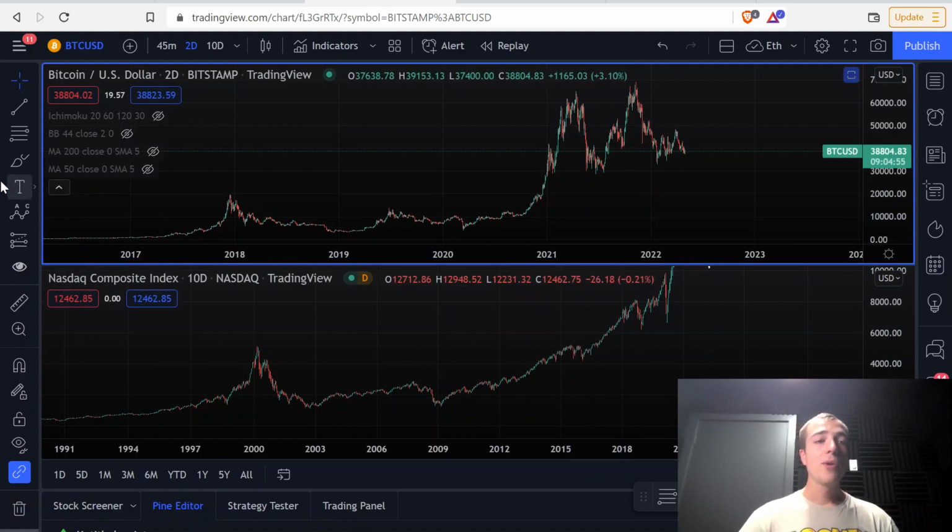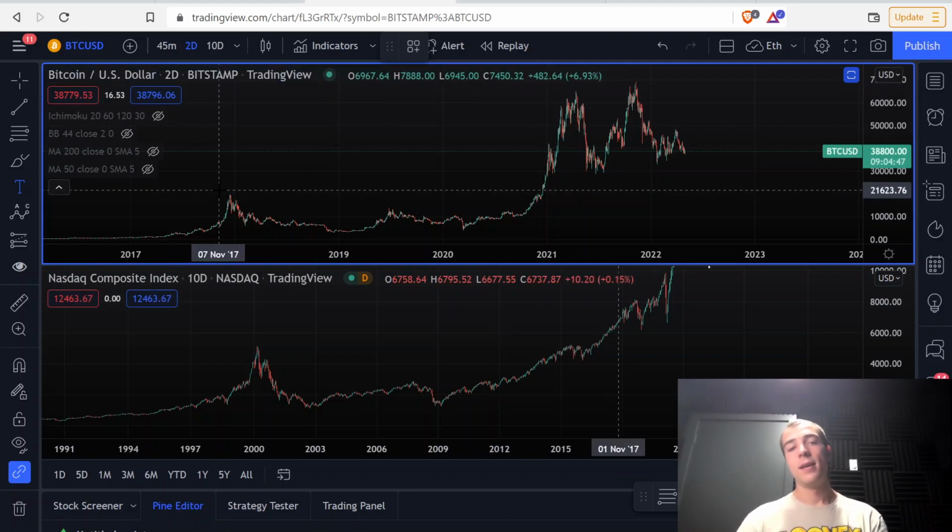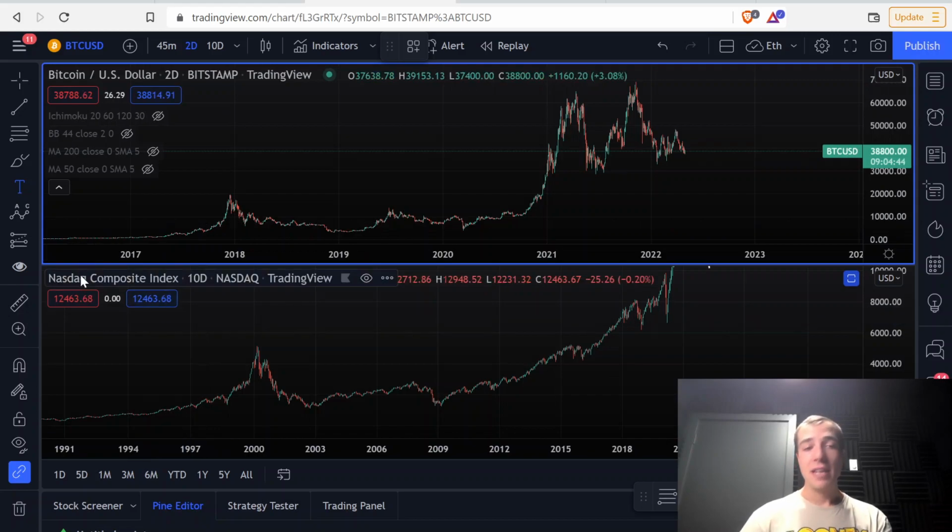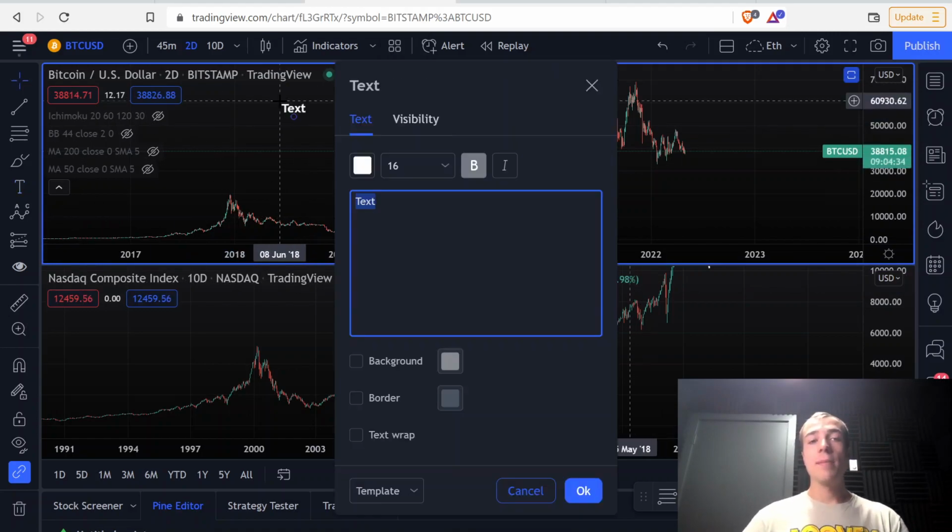So you guys, Bitcoin is on the top here. You can see on my TradingView, it shows Bitcoin / US dollar 2-day candlesticks. And on the bottom, we have the NASDAQ Composite Index, also known as the IXIC, which is the ticker for it. The reason I'm showing you this is because what I talked about at the beginning of this video is that markets are fractal.